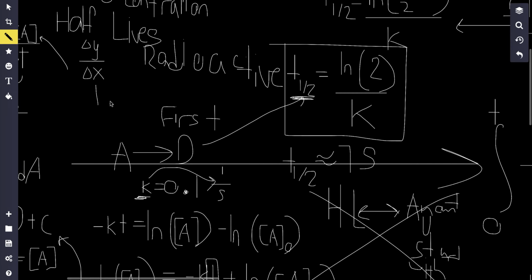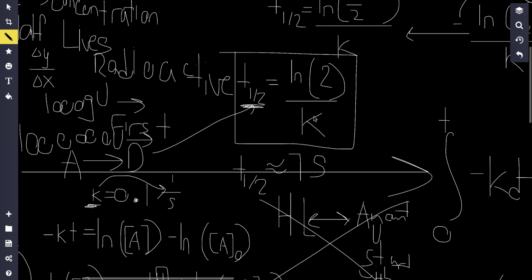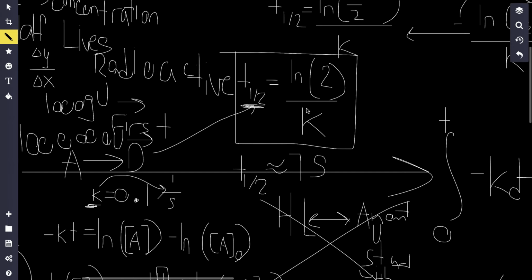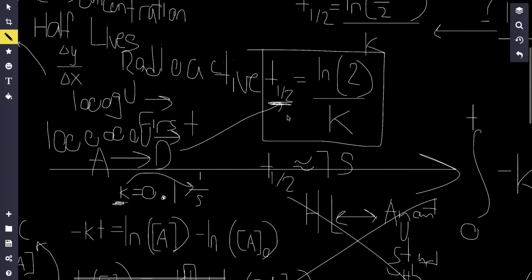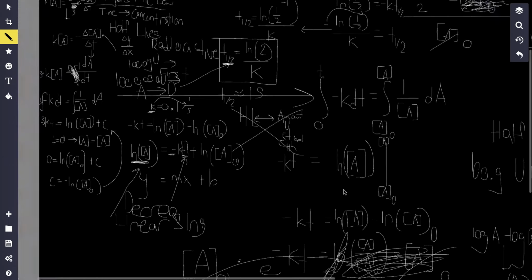For example, it does not matter if I have 1,000 grams of a certain type of uranium or 1,000,000 grams of it. As long as it's the same type, like the same isotope, it's going to have the same half-life, right? Notice how the initial concentration does not affect the half-life. So only the rate constant affects it. So there we go.